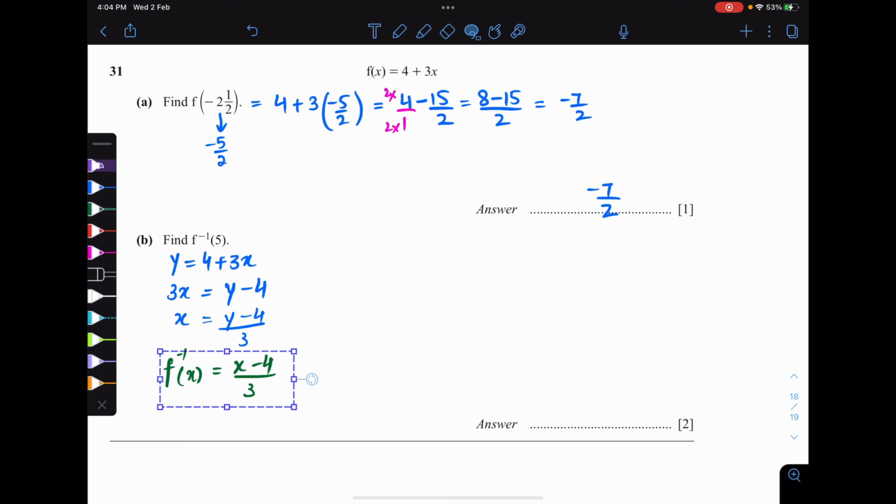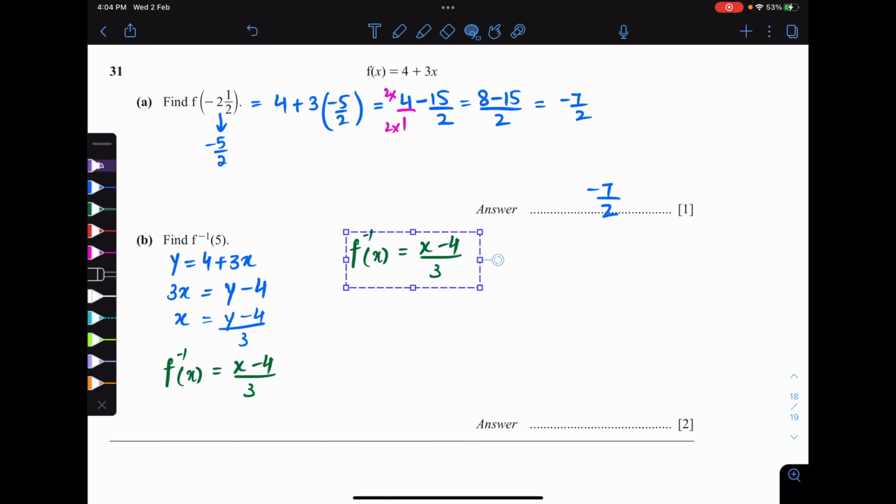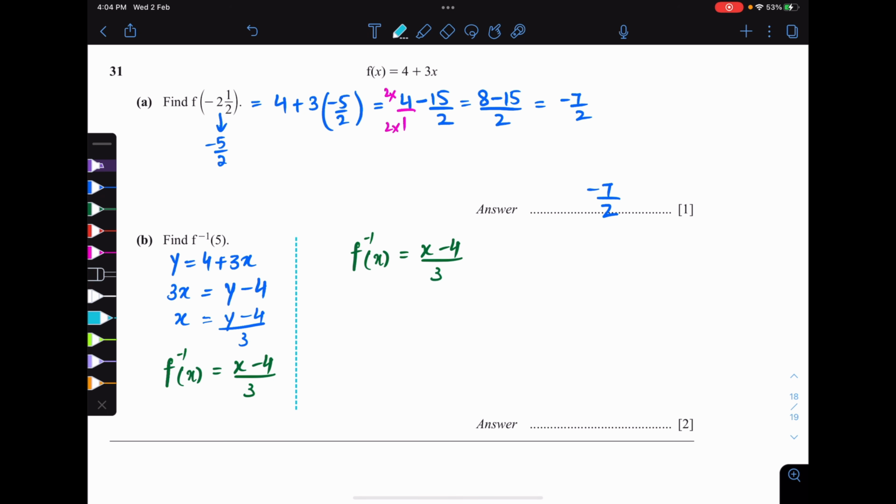Now, if you take up this function, this is f inverse. And we are required to put the value 5 over here. So f inverse of 5 would mean go to function f inverse and put x is equal to (5 minus 4) over 3. And this would give you 1 by 3 as your final answer.